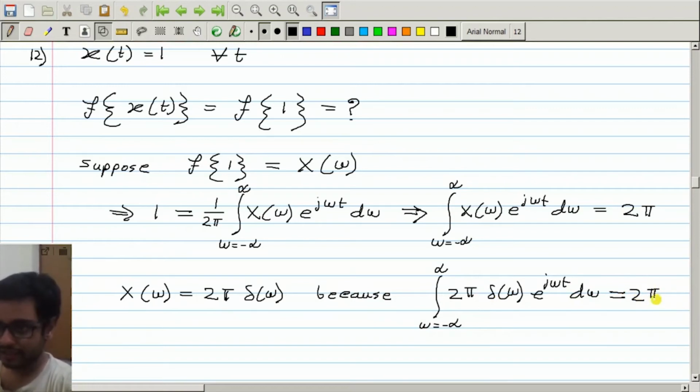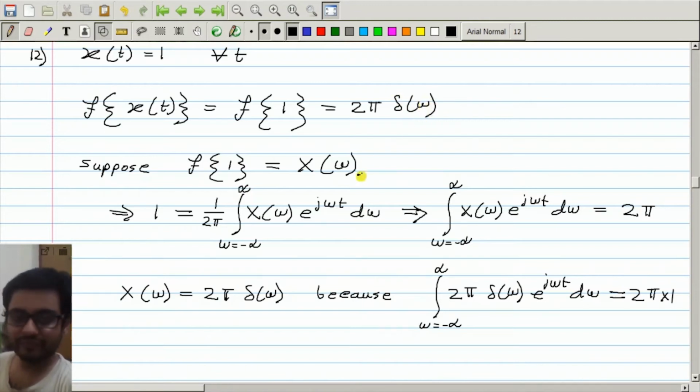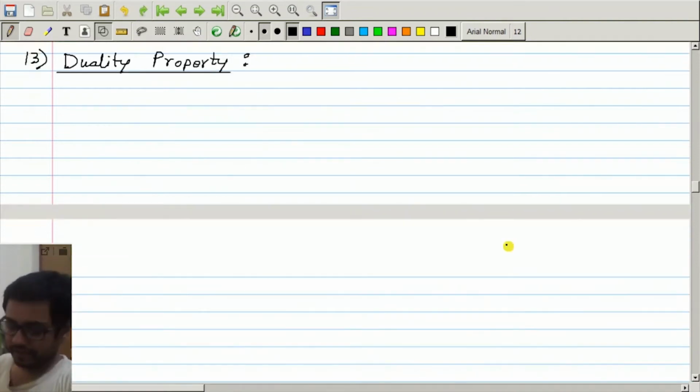This is 2 pi, this constant, and then the remaining term will give you e to the power j omega 0, which is 1. That is 2 pi only. Okay, so this is a kind of back calculation which tells that the Fourier transform of 1 is this. Let me write it here, 2 pi delta omega. We have found this using back calculation in this way. Next, we shall learn duality property.